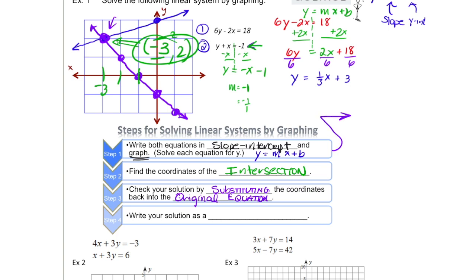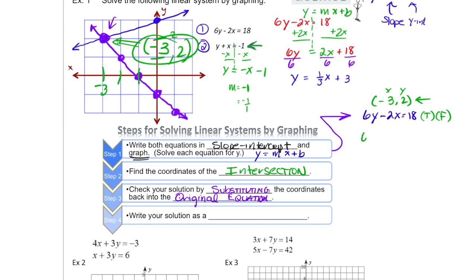Okay, so here's my first equation, 6y minus 2x equals 18. And here's our solution we think we have. We said the solution's at -3, 2. So all you're going to do is substitute in -3 for the x and 2 for the y and see if it makes the equation true or false.